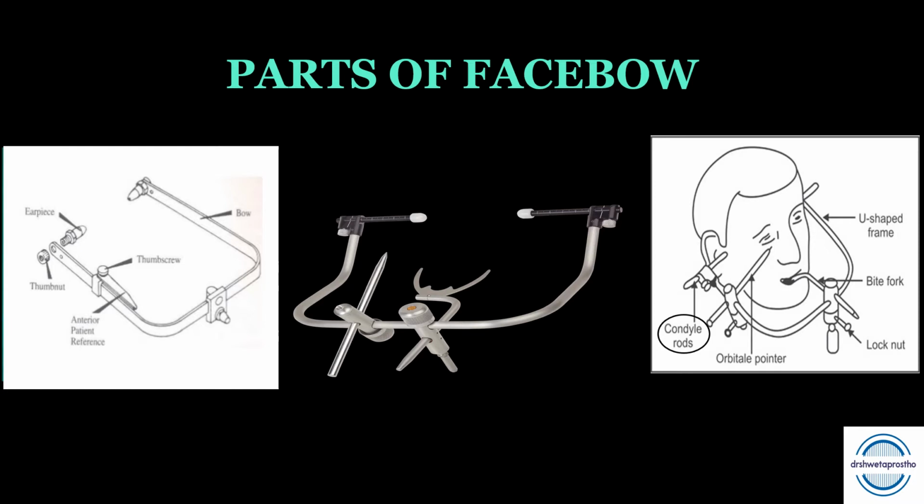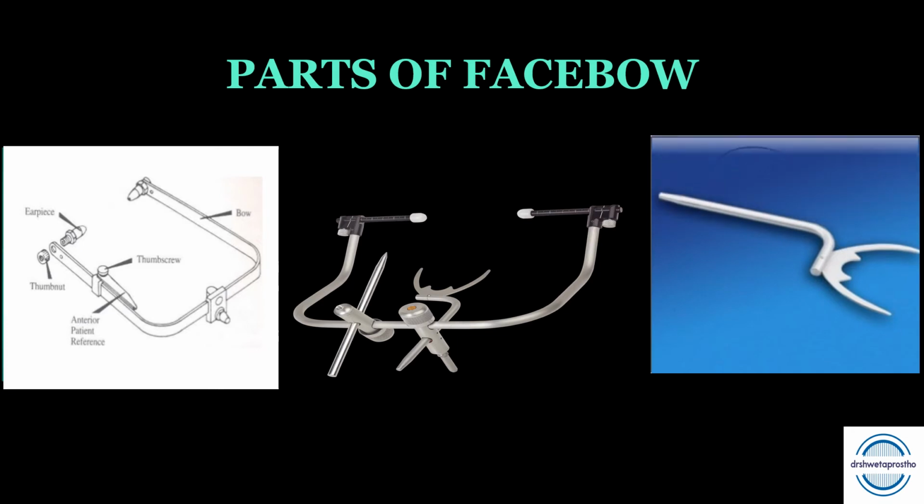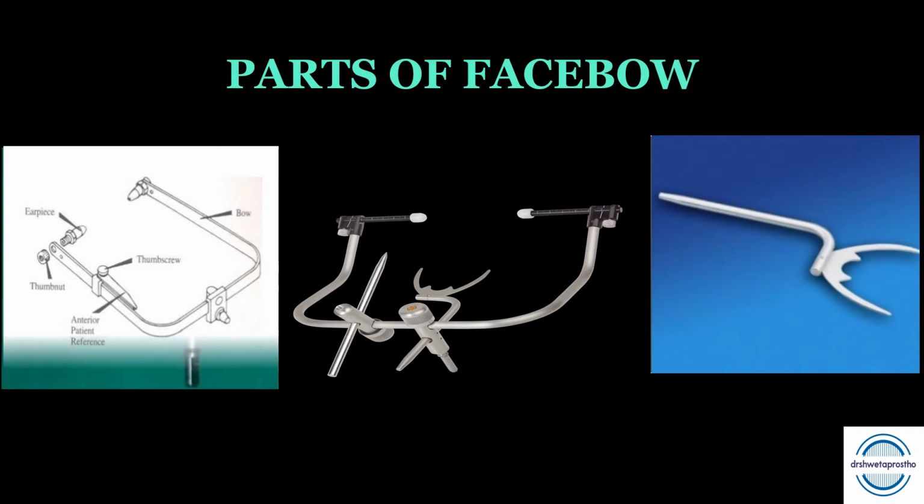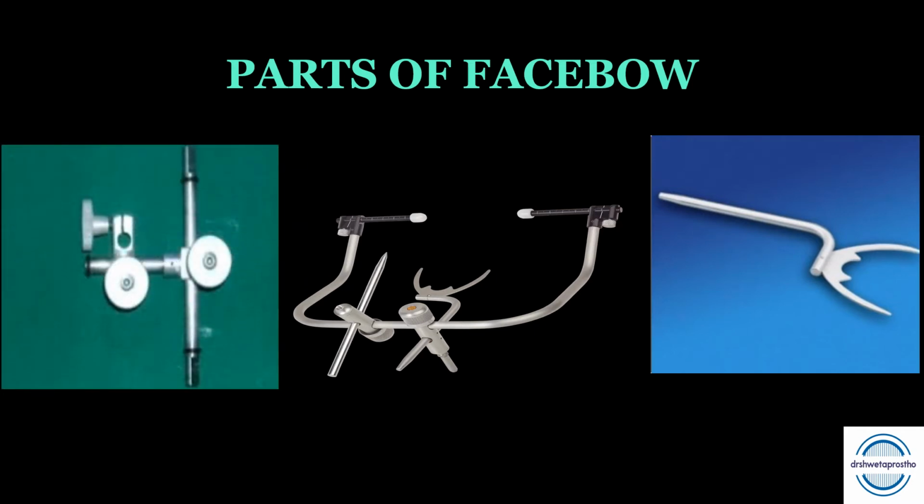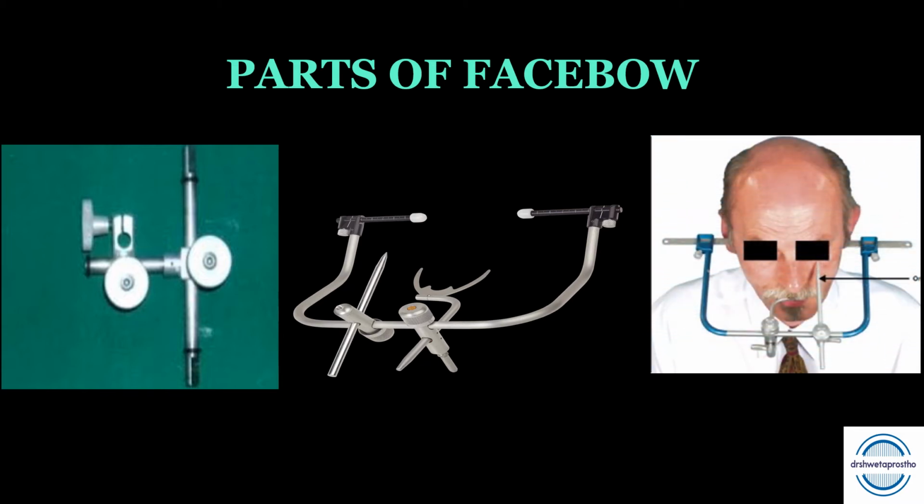Then comes the bite fork. It is a U-shaped plate which is attached to the occlusal rims when we are recording the orientation jaw relation. It is attached to the frame with the help of a rod which is called the stem. The next is the locking device. This part of the Facebow helps to fix the bite fork to the U-shaped frame firmly after recording the orientation jaw relation. Then comes the third reference point.